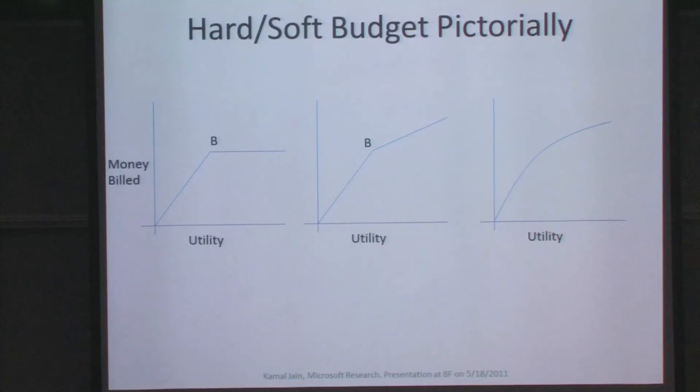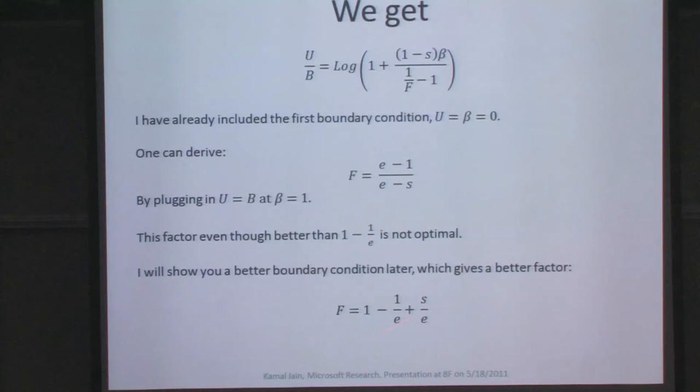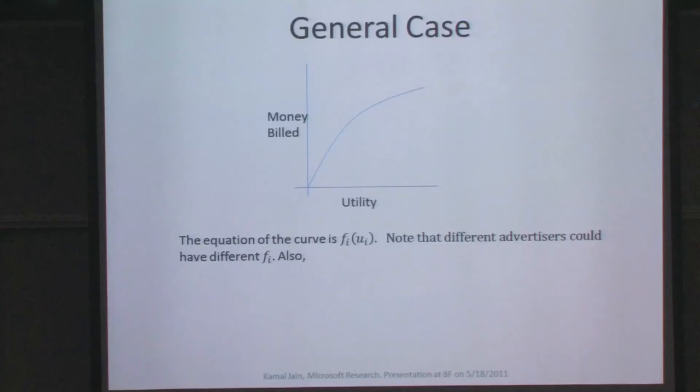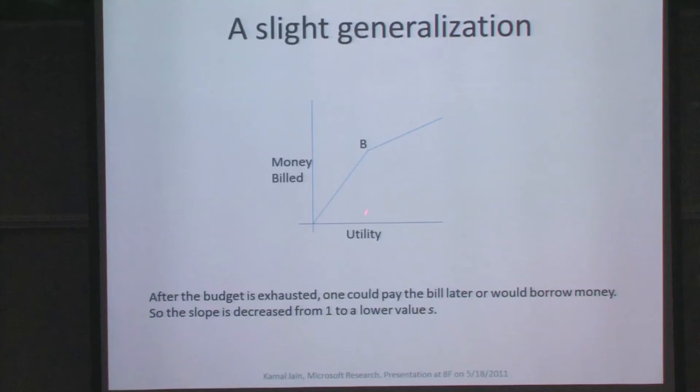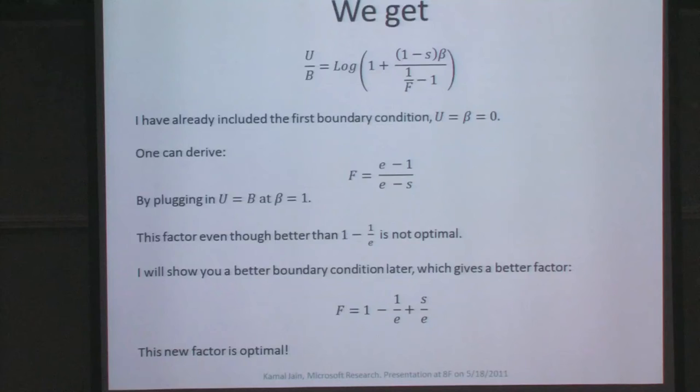For this one we can actually get a little bit better than the factor 1 minus 1 over E. What is this? S is the slope of this line. So this is one, and then this is S. Then you can show that it is a little better, and this is again optimal. So let me go to the general case.